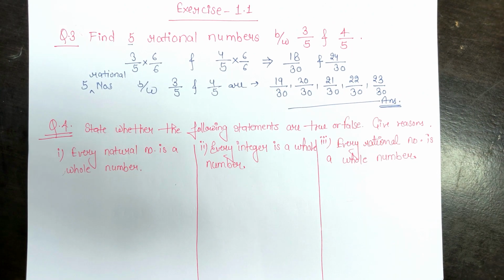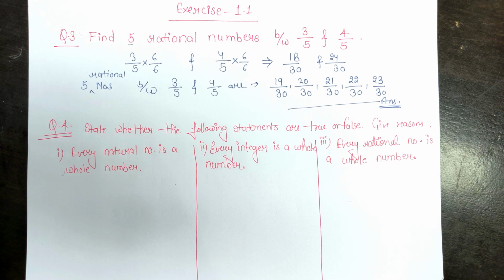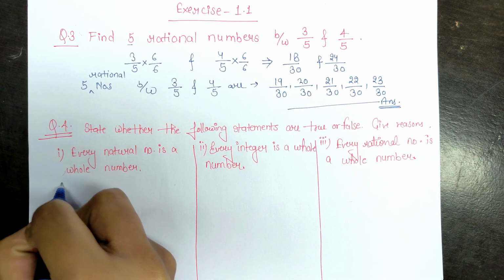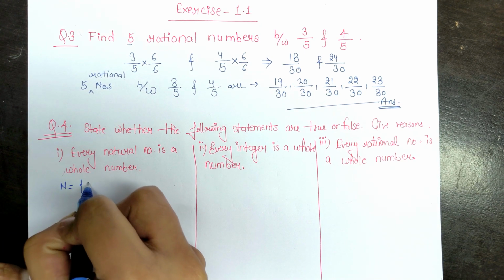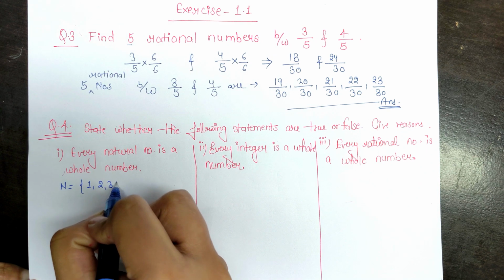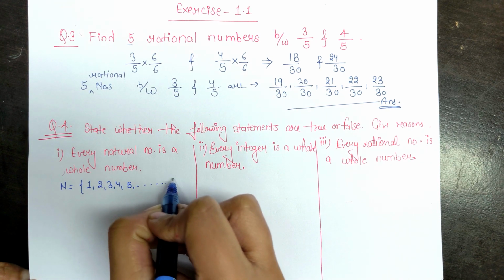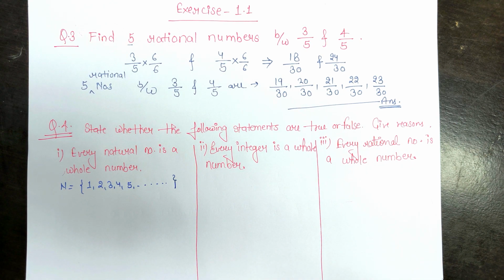Now we'll be solving the fourth problem of exercise 1.1, that is state whether the following statements are true or false, give reasons. Our first statement is: every natural number is a whole number. We have to see whether this statement is true or false along with the reason. As we have already seen in the previous lecture, the natural numbers are 1, 2, 3, 4, 5 and so on. All the positive integers, exclusive of 0. 0 नहीं होता natural numbers में.